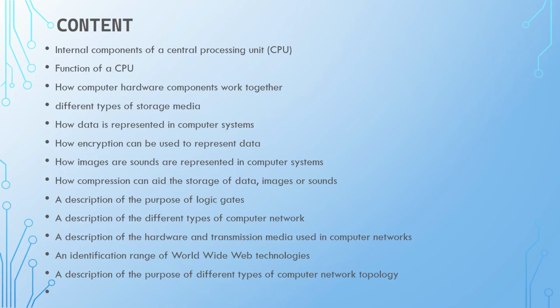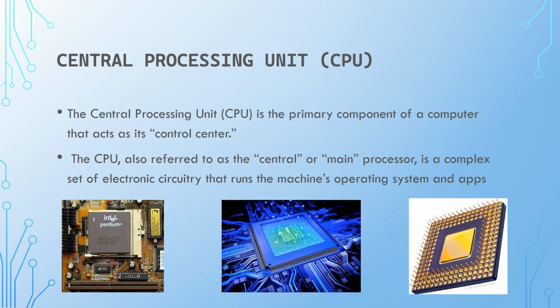These are my contents. First, central processing unit. The central processing unit is the primary component of a computer that acts as the control center. The CPU, also referred to as the central or main processor, is a complex set of electronic circuits that runs the machine's operating system and apps. These are some pictures of the central processing unit.